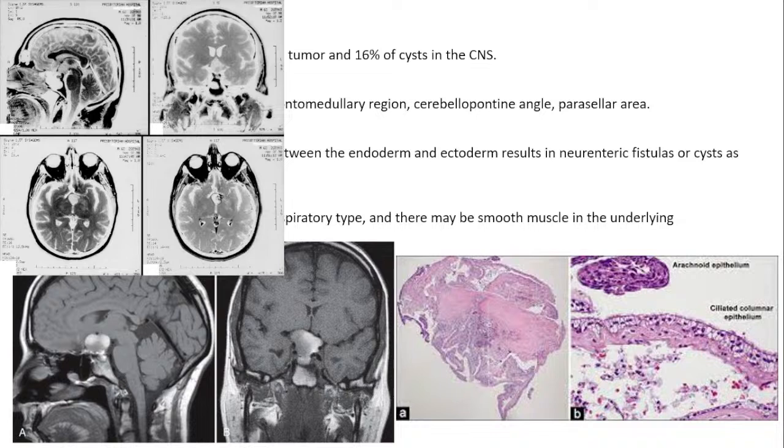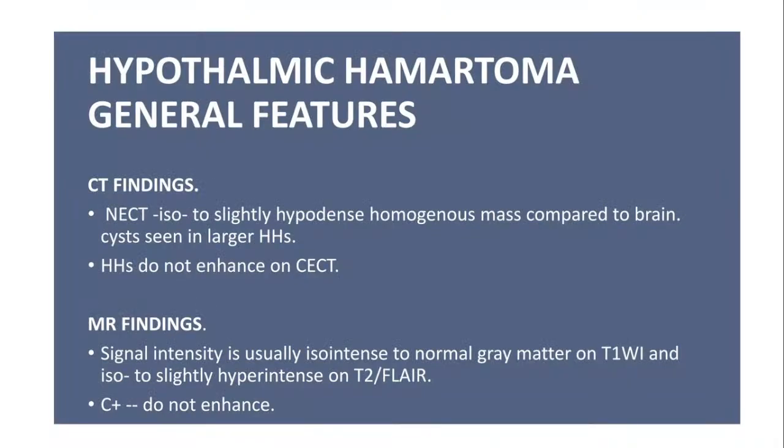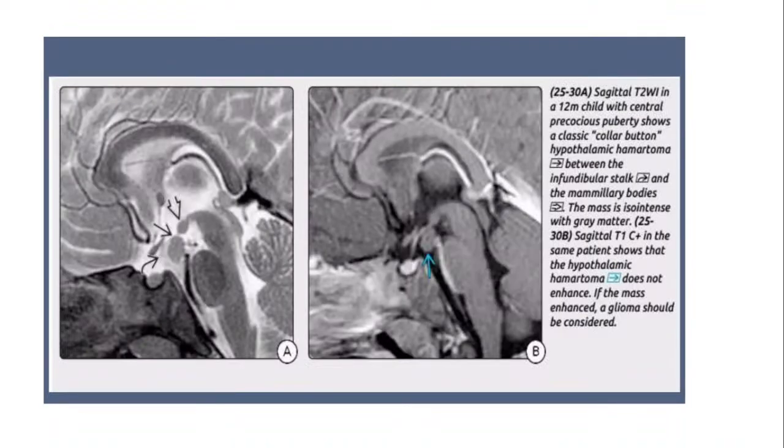So the next is hypothalamic hamartomas. Basically, these are again benign lesions, non-contrast enhancing, and on the imaging they usually have that characteristic collar button appearance. There you can see the arrow that is in between the superior arrow and the lower arrow. So that's the collar button appearance usually described in the textbook.